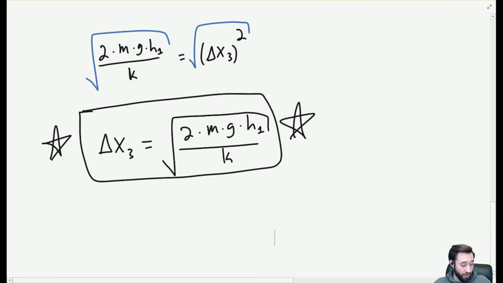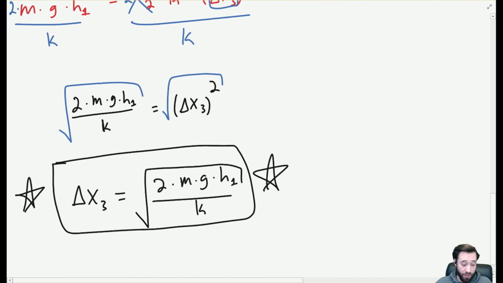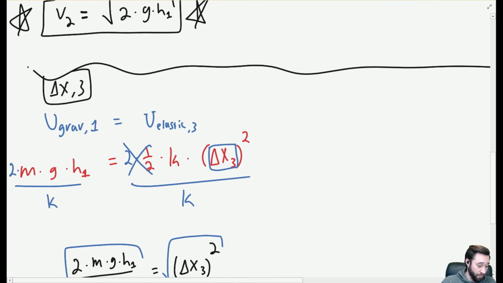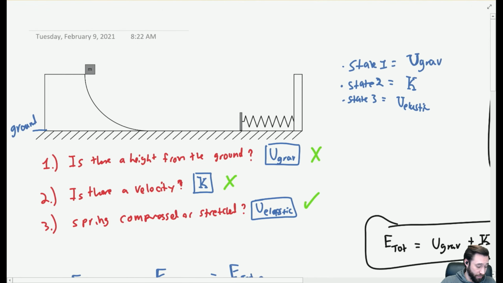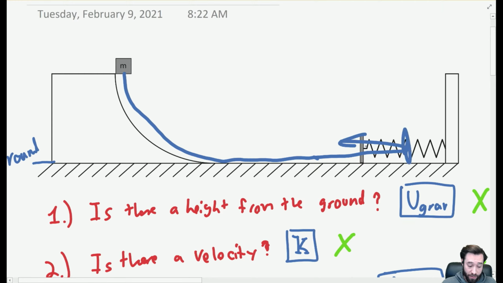And this is pretty much what the assessment is going to look like. I'm going to ask you to solve for 2 different things. I'll give a brief overview. The situation is I have a mass sliding down this ramp, then traveling horizontally without friction or air resistance. It compresses the spring, and the instant right before it gets launched back is state 3. State 2 is when it starts traveling horizontally, and state 1 is when it's at the top.